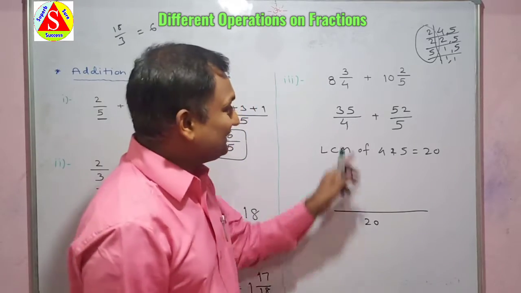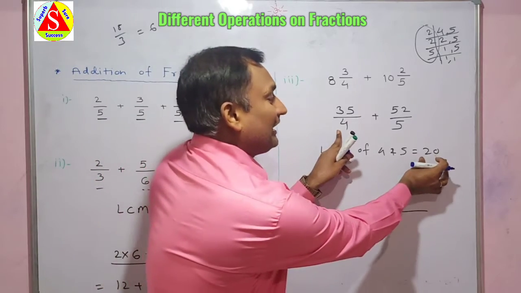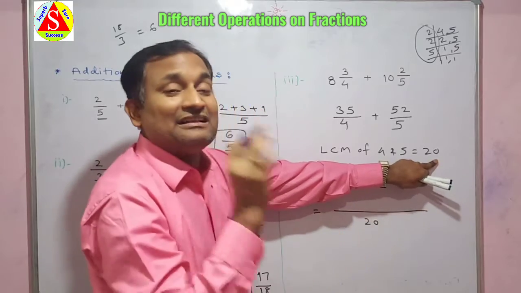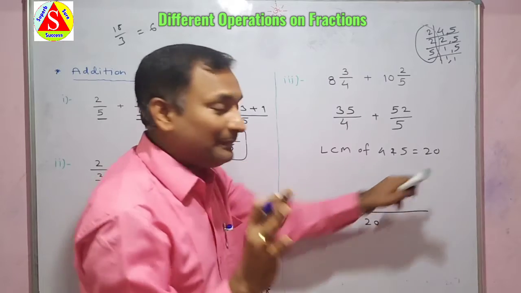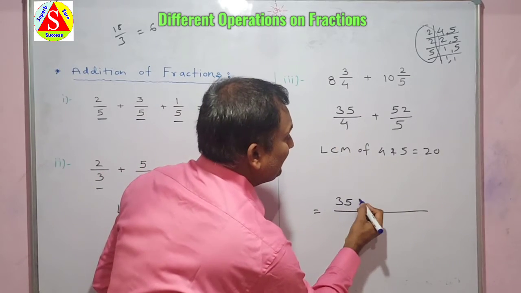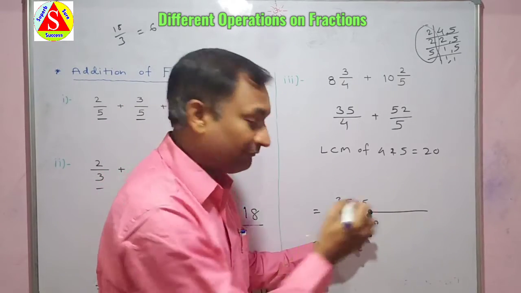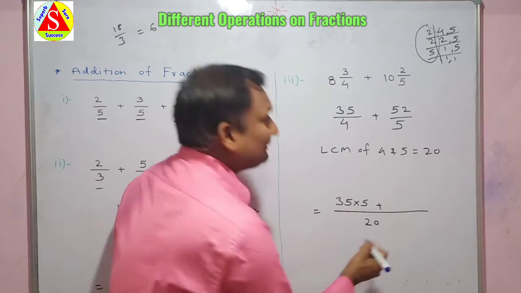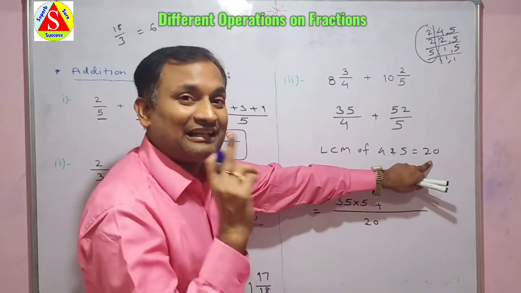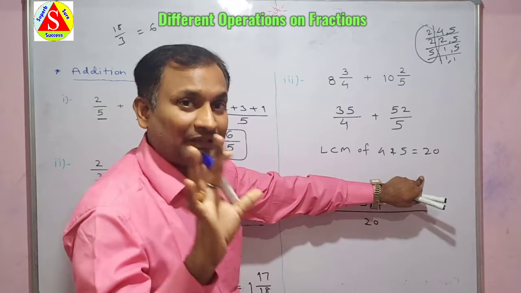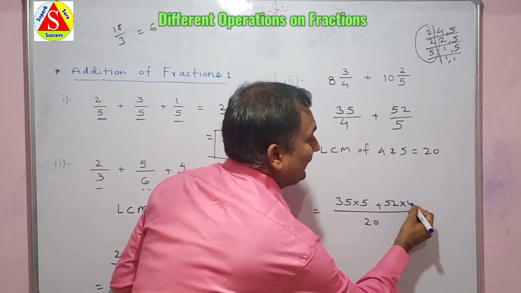Okay, so now dear students, just see the first term. So here we are having 4 as the denominator. Okay, since we are having 20 as the LCM, divide this 20 by 4. So we will have 5. Okay, so it means we have to multiply the numerator term by 5. Okay, so here it is 35, so we will write 35 into 5. Okay, now just see the second term. So here we are having 5 as the denominator and when we divide the LCM, that is 20 by 5, we will have 4. It means we have to multiply 52, that is the numerator term, by 4.